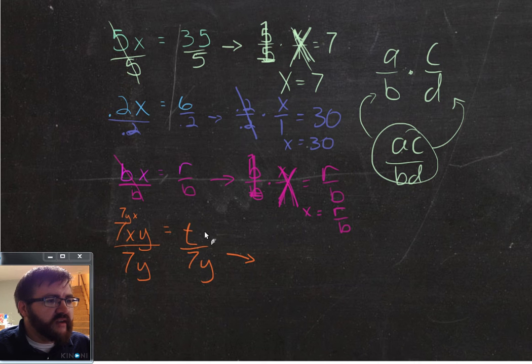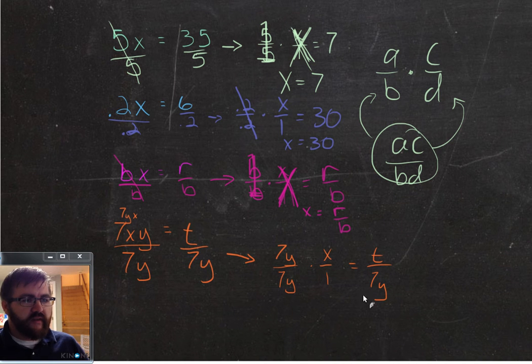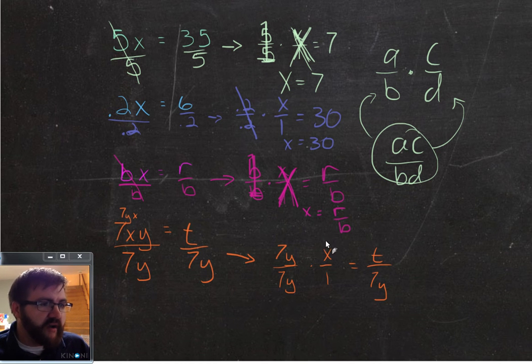So what we get then is we're going to separate this fraction into these two fractions, 7y over 7y times x over 1. Two fractions can multiply together to make this original fraction, 7 times y times x, which is the same as 7 times x times y, 7 times y times 1, 7y, and we have 7y divided by 7y, that, as we know, is 1, right? And this is x divided by 1, that's just really x, so x is equal to whatever t over 7y is.